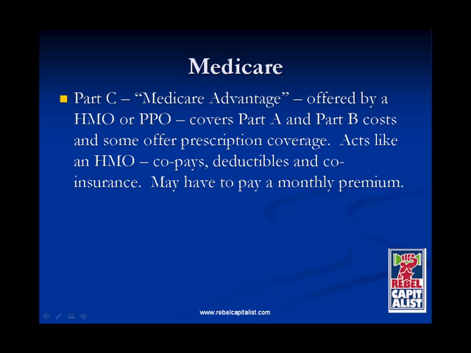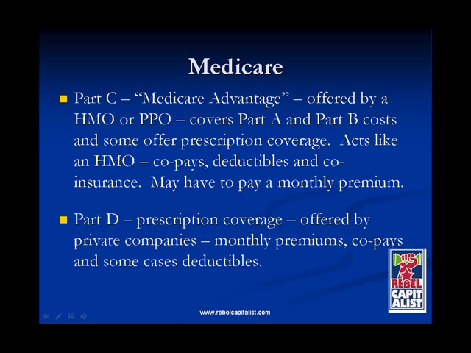Part C. Medicare Part C is also known as Medicare Advantage. It is offered by HMOs or PPOs. It covers Part A and Part B costs, and some offer prescription coverage. This is offered by private companies or HMOs or PPOs. There are co-pays, deductibles, and co-insurance, and oftentimes a person may have to pay a monthly premium because of the amount of coverage that Medicare Advantage provides.